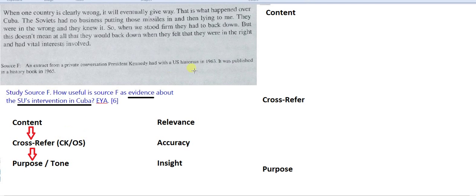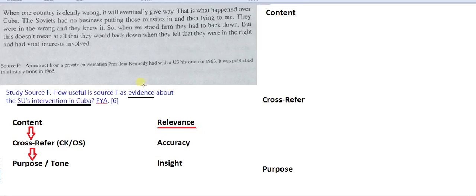So let's look at the source in itself when we deal with content. Firstly, is this source useful? Is the content of this source useful in telling us about the Soviet Union's intervention in Cuba? Is the content relevant, accurate, or insightful? Just the content itself. What you realize is that what the source tells us about the Soviet Union's intervention in Cuba is relatively relevant.